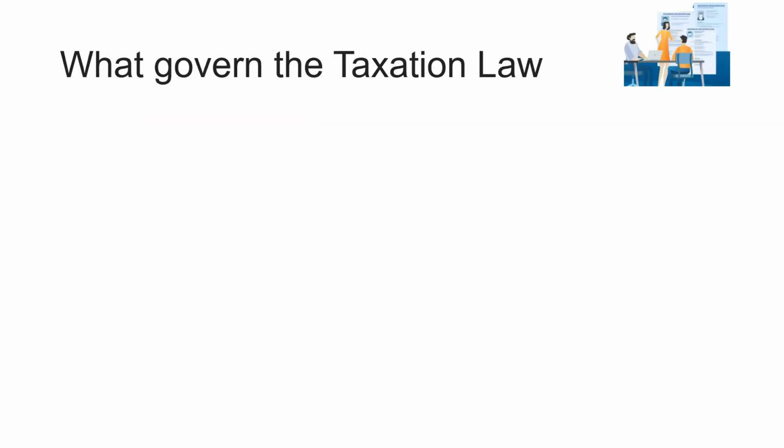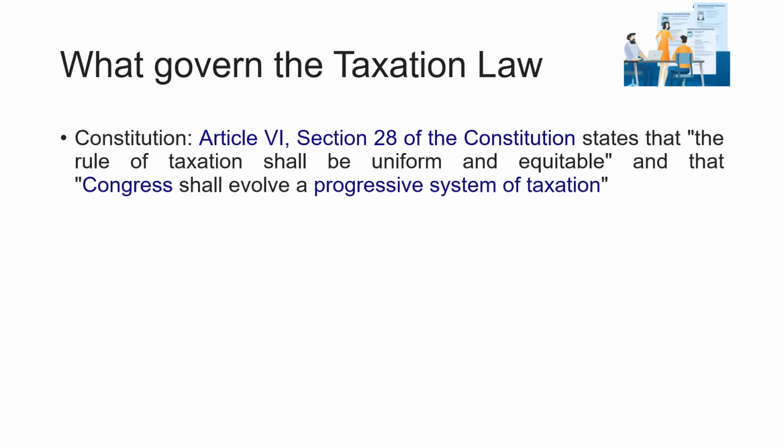Okay. So, what governs taxation? Number one, the Constitution. Under Article 6, Section 28 of the Constitution, it states that the rule of taxation shall be uniform and equitable, and the Congress shall evolve a progressive system of taxation. So, ito yung isang reason why we are being imposed the tax. Meaning, it's part of our Constitution. Under Section 28, which states na dapat nga daw uniform and equitable. And the Congress, sila yung gagawa ng progressive taxation system.